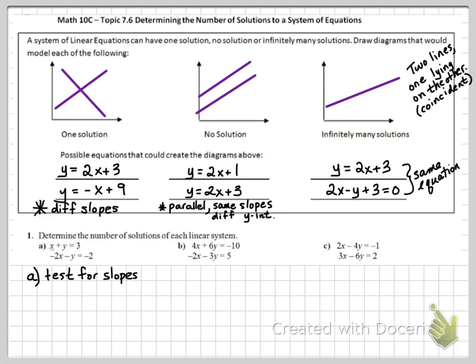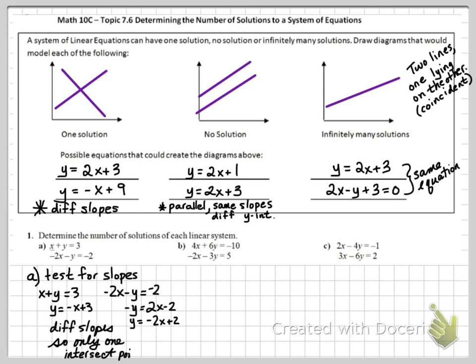In the first one, it says determine the number of solutions of each linear system. x plus y is equal to 3. Negative 2x minus y is negative 2. Let's rearrange this and put these equations in slope y-intercept form. In the first equation, we would take away x from both sides and y is negative x plus 3. In the second equation, we're going to add 2x to both sides, multiply everything by negative 1, and y is equal to negative 2x plus 2. Notice that they have different slopes. As long as they have different slopes, they will have one point of intersection, one solution.